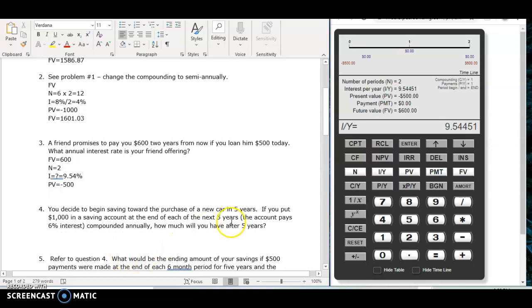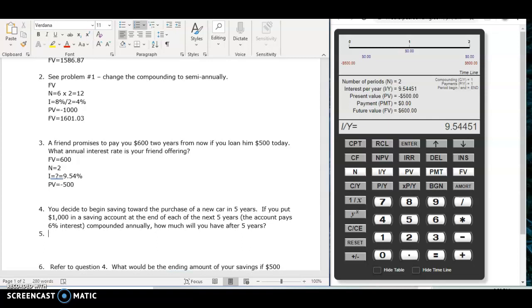Our next one, we have number 4. It says you decide to begin saving toward the purchase of a new car in 5 years. If you put $1,000 in a savings account at the end of each of the next 5 years, the account is paying you 6% interest. It's compounded annually. How much will you have after 5 years?